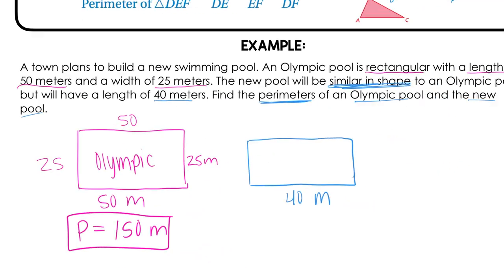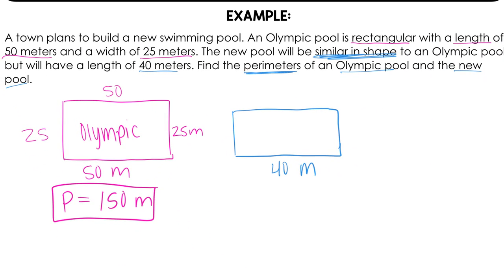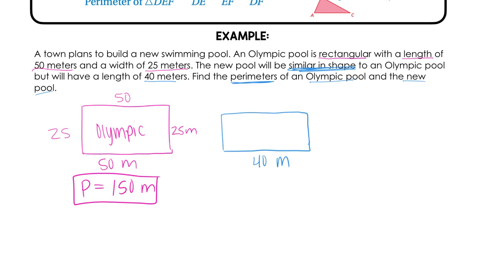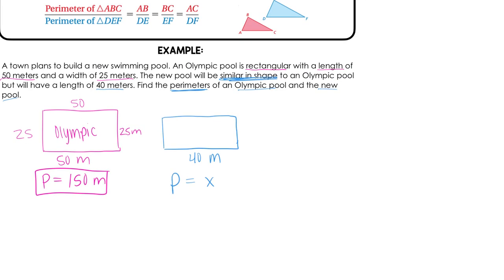Let's find the perimeter of the new pool. So there's a couple different ways you could do this. You could find this side length if you want to, but you don't actually have to, because we have one side and that's enough to make a proportion here. So remember, the side lengths are going to be proportional, but so are the perimeters. So what we could do is we could say the perimeter of this one, let's just call it x for now. We don't know what it is, so we'll just call it x. And then we're just going to make a proportion. So x over 150 equals 40 over 50.